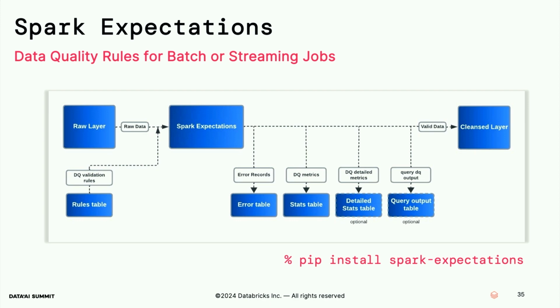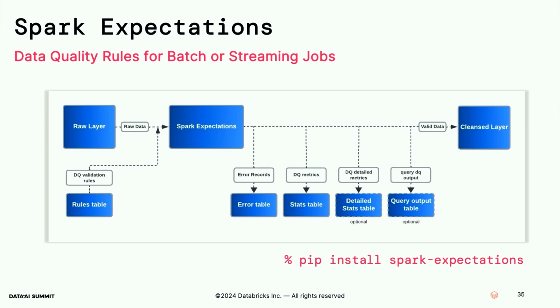And the detailed stats table has additional information on the stats. We just didn't want to plug all of the stats into one table. So we have put certain fields and certain metrics as optional, so that teams can figure out if they want to have them or not. And then the query output is, if you are running a big query and you also want to store the output of that query to check what has run, what is my input and what is my output, then that is the information you can have in that table.